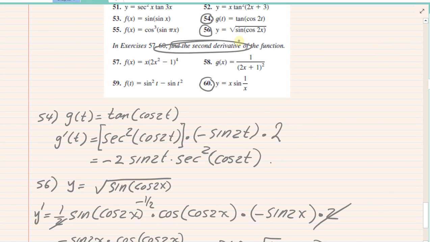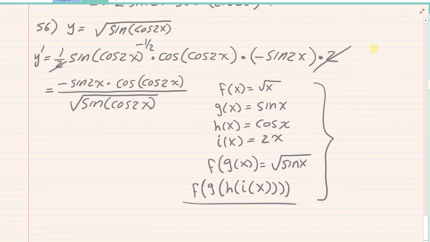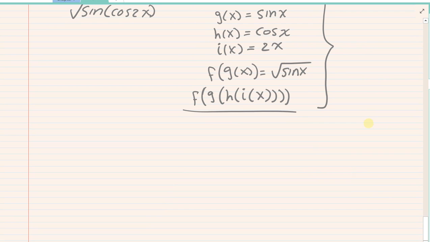We want to find the second derivative in this one. In number 60, we have x sine 1 over x. The second derivative, number 60: y equals x times sine 1 over x. Now, it looks pretty innocent, right? But it's probably going to get really messy.